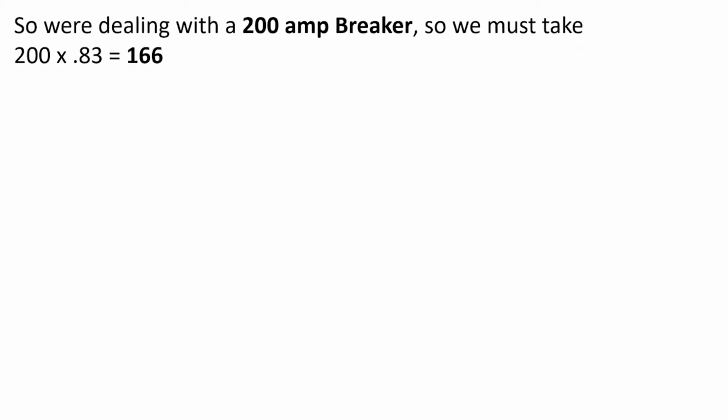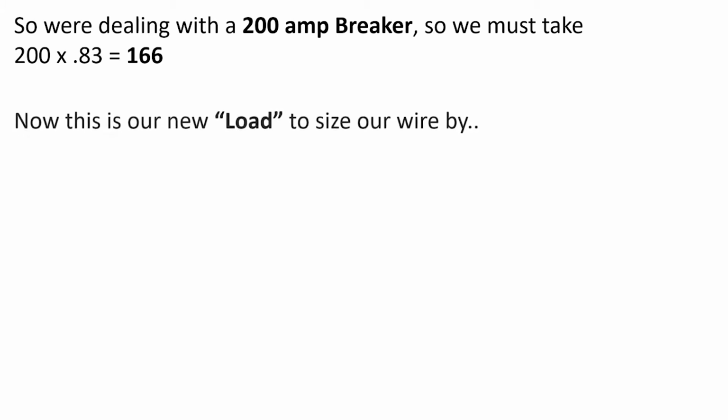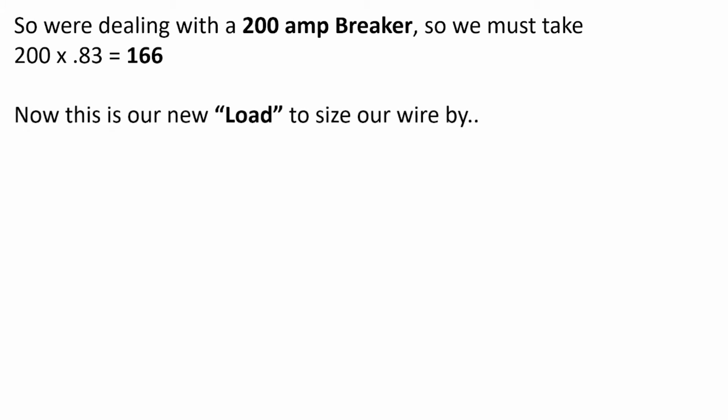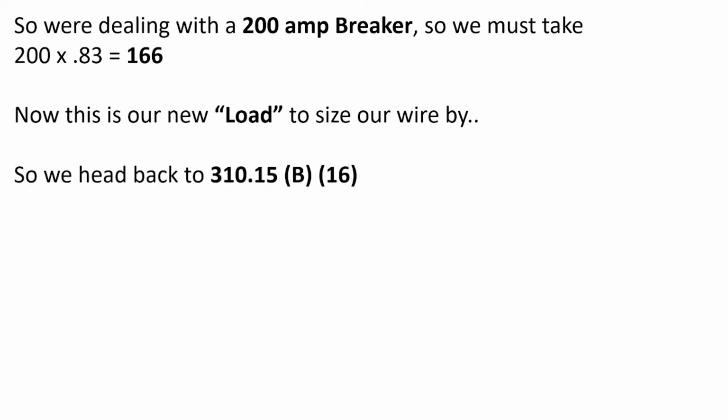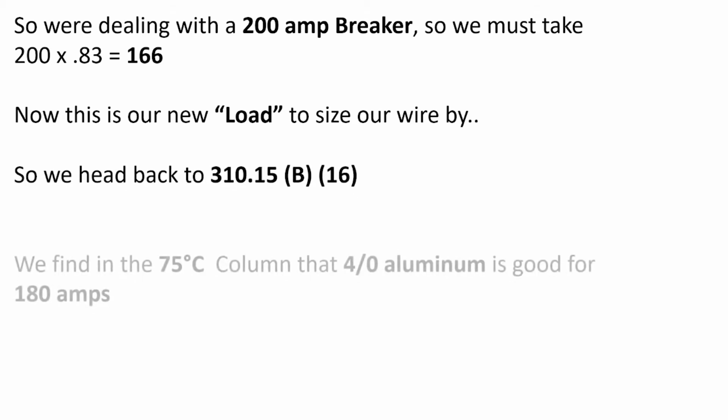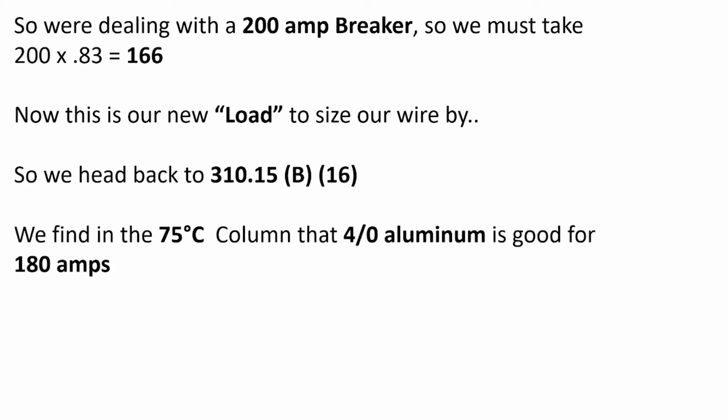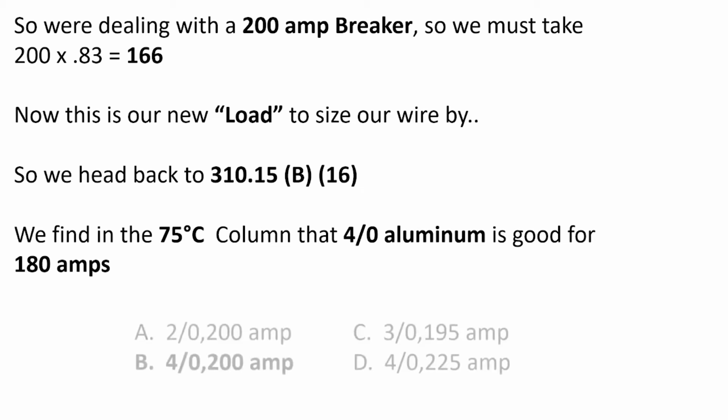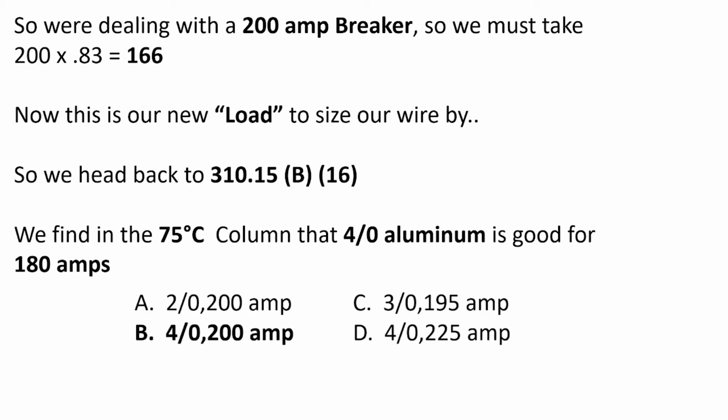So we're dealing with a 200 amp breaker. So we must take 200 and multiply it by 0.83. That's going to give us 166 amps. Now this is our new load that we size our wire by. So we head back to 310.15(B)(16). We find that in the 75 degree column, 4/0 aluminum is good for 180 amps. So we select 4/0 on a 200 amp overcurrent device.